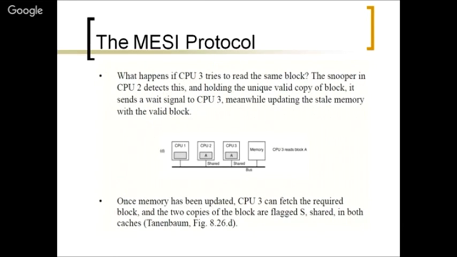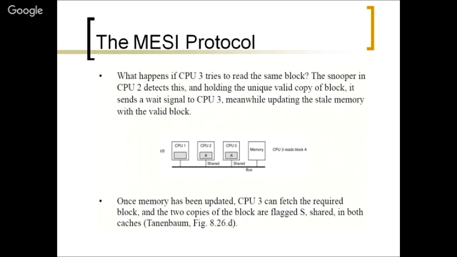Now what happens if CPU 3 wants to read the same block? Again the snooper detects this. CPU 3 will send the read request, the other CPU will detect it and hold the unique valid copy. Okay. Because CPU 2 is performing a write operation at that time.